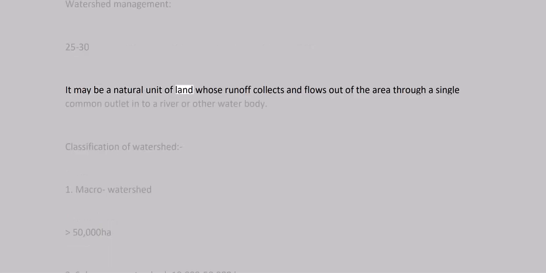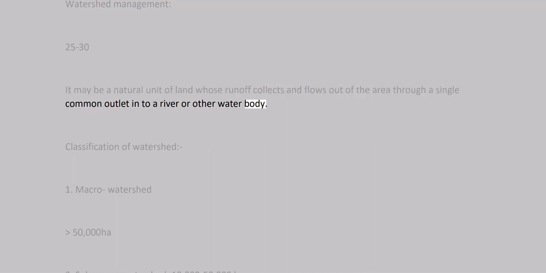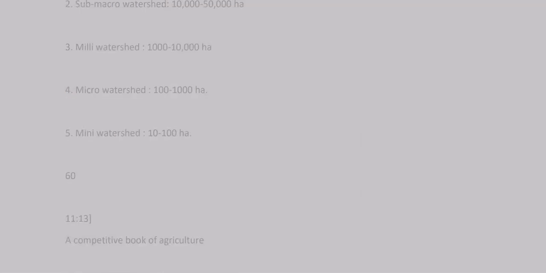Watershed management. A watershed may be a natural unit of land whose runoff collects and flows out of the area through a single common outlet into a river or other water body. Classification of watershed: 1. Macro watershed, greater than 50,000 hectares. 2. Sub-macro watershed, 10,000 to 50,000 hectares. 3. Milli watershed, 1,000 to 10,000 hectares. 4. Micro watershed, 100 to 1,000 hectares. 5. Mini watershed, 10 to 100 hectares.